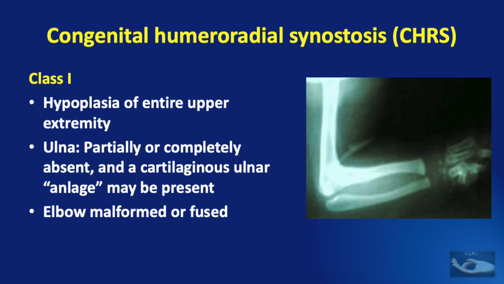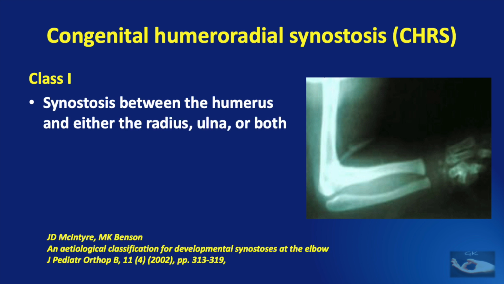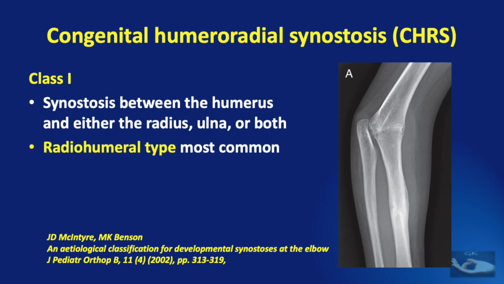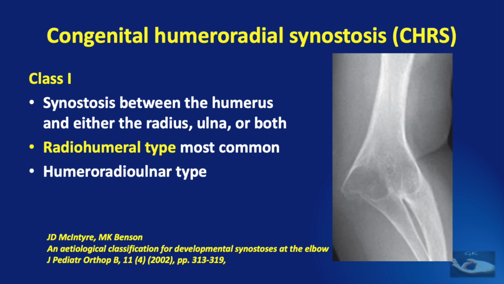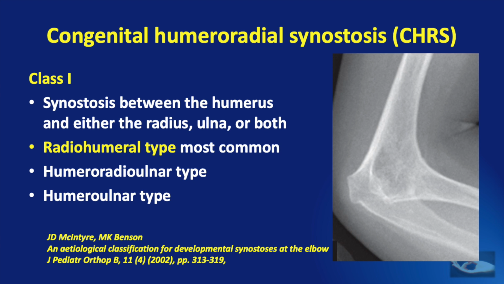Here, hypoplasia of the entire upper extremity is seen, and the ulna is partially or completely absent, and a cartilaginous ulnar anlage may be present close to the wrist. The elbow is malformed or fused. In ulnar hypoplasia, the synostosis could be between the humerus and either the radius, ulna, or both. The radiohumeral type is most common, followed by the humeroradioulnar type and the humeroulnar type.